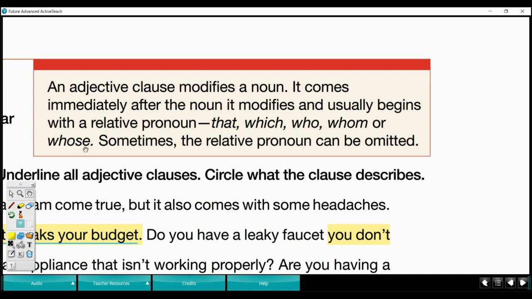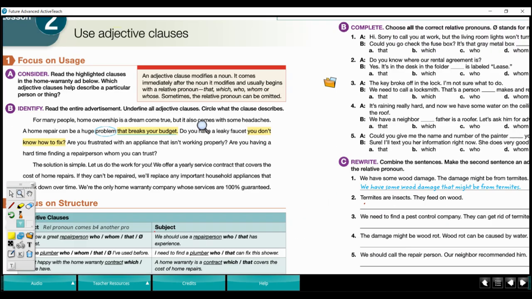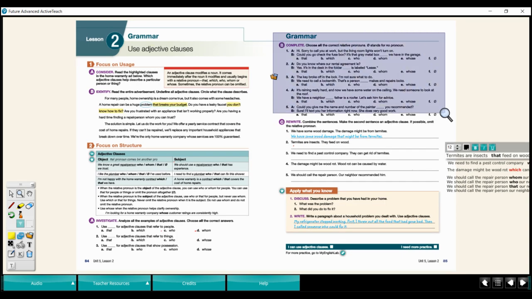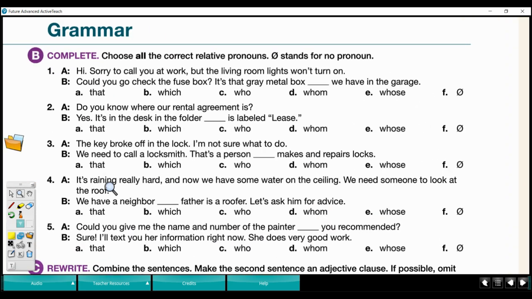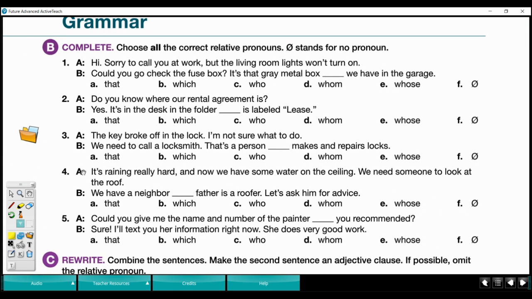You can also use when and where when you're modifying times and places. In some situations, we can omit the relative pronoun, and that means to leave it out. Let's look at a few short examples, short dialogues, and talk about what relative pronoun can be used, if any, and why. Okay, so in dialogue number one, person A says, "Hi, sorry to call you at work, but the living room lights won't turn on."